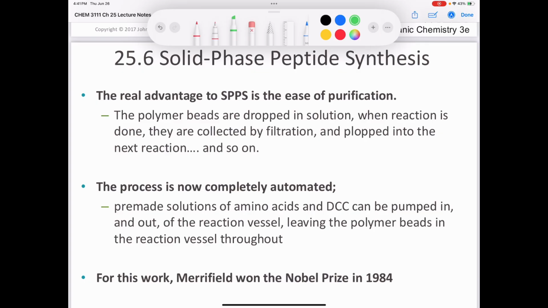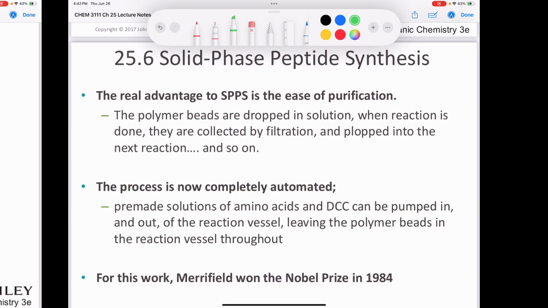Merrifield's solid phase synthesis method has now been completely automated, and we use liquid handlers and robots to do it, and we call those peptide synthesizers.